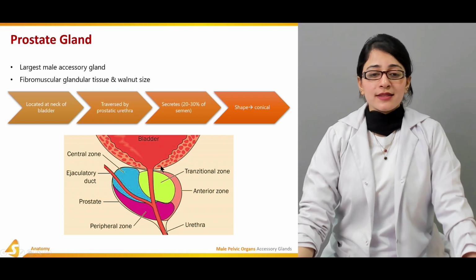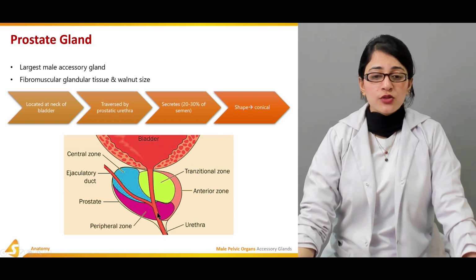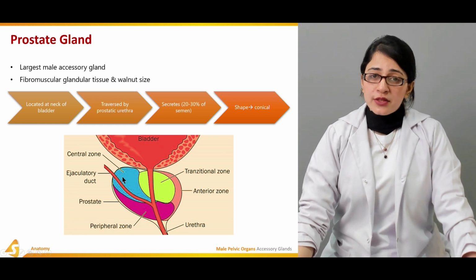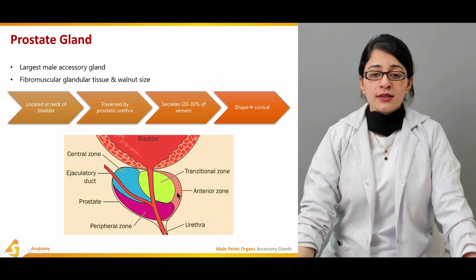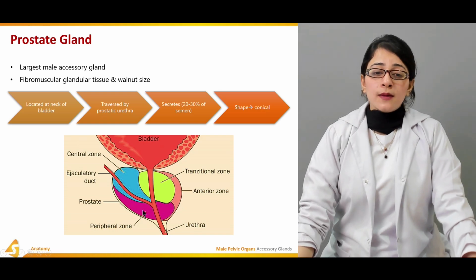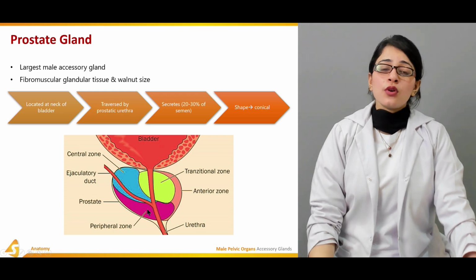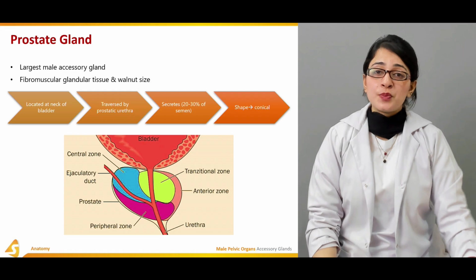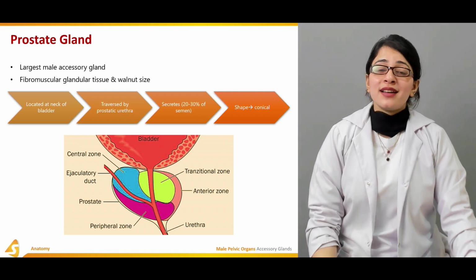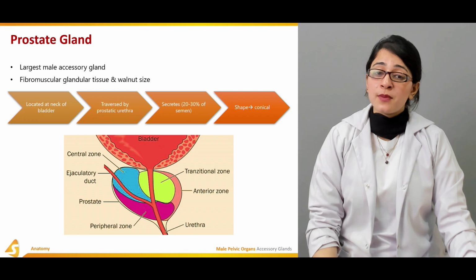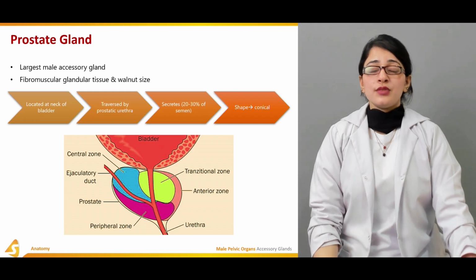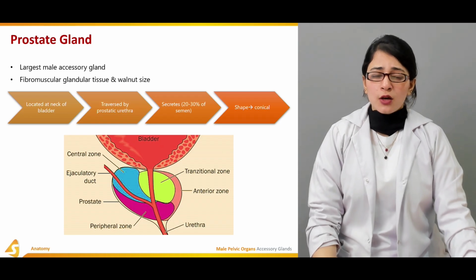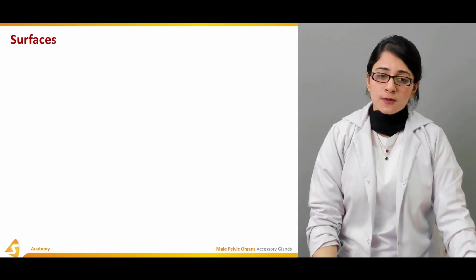You can see the ejaculatory ducts passing through this region. We have multiple zones of the prostate gland. We have the central zone, the transitional zone, the anterior zone, and the peripheral zone. So the 4 zones of the prostate gland are the central, transitional, anterior, and peripheral zones. It is located at the neck of the bladder, traversed by the prostatic urethra, and secretes 20 to 30% of the semen. Its shape is a cone or a walnut.